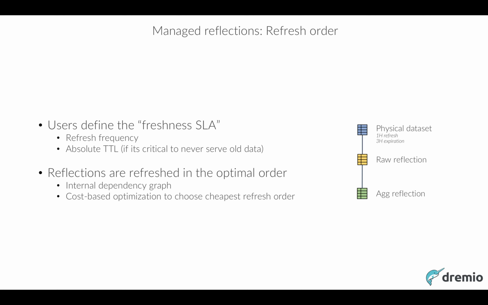What users are really defining is not so much just a schedule, but what we call a freshness SLA, and that's roughly similar to the refresh frequency, but it's really designed to ensure that queries never return data that's older or more stale than a specific defined SLA. And so the system automatically tries to figure out, okay, what's the right time to start updating the reflection? How should these reflection updates be ordered, and so forth, in the optimal way to achieve that SLA.